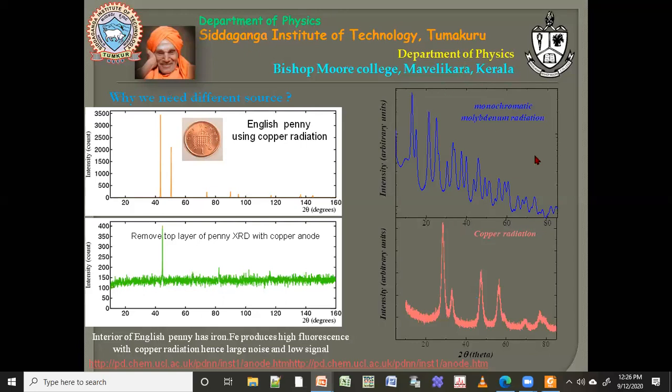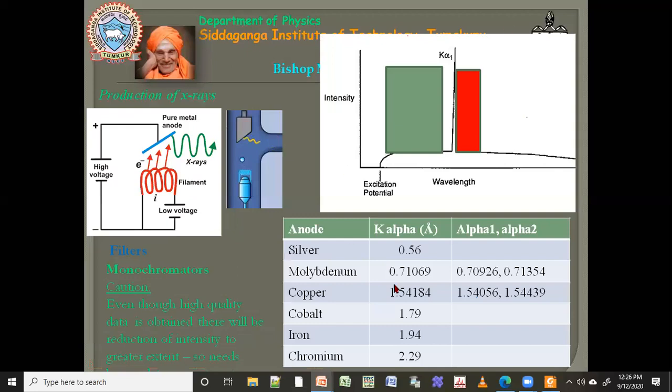If I change the source, then what happens? I can get more peaks, more data points. Okay, so this is one of the uses. There is one more use. Then why do you use higher wavelength radiation? I said from copper to molybdenum, but why do you need chromium instead of copper?